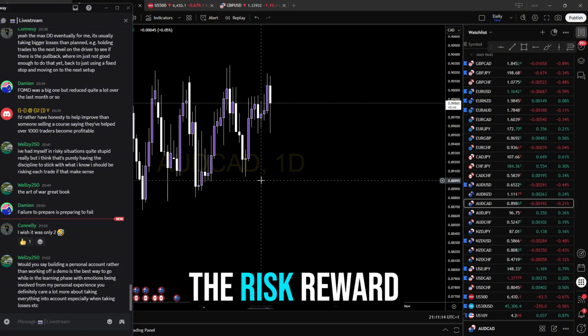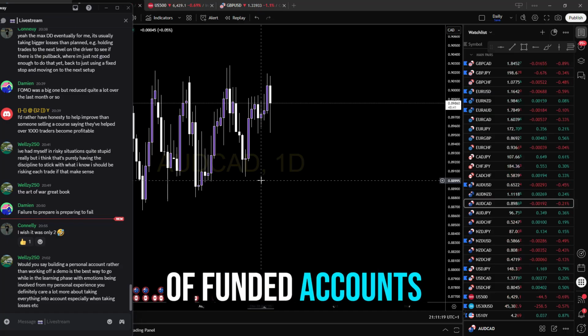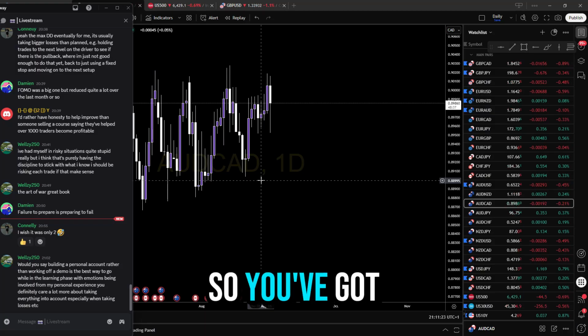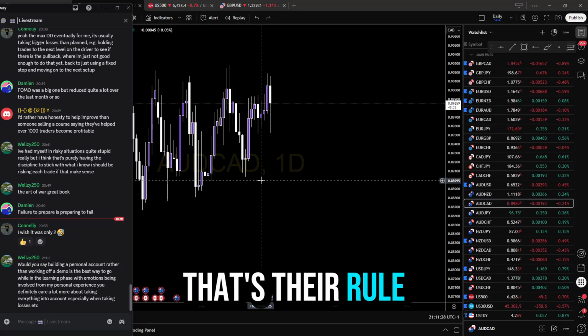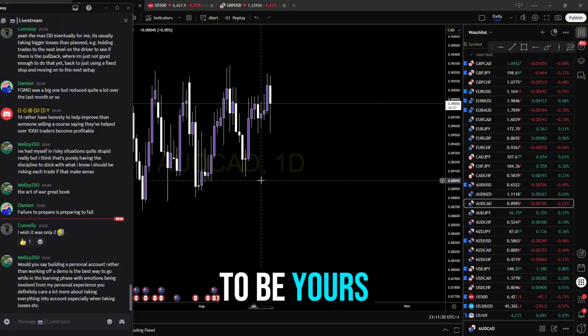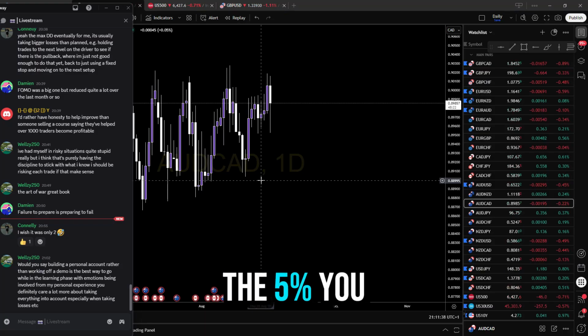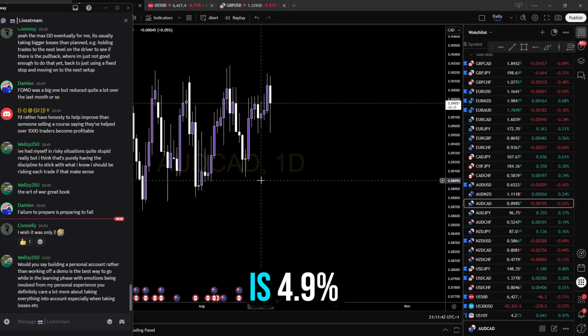So the risk management part of funded accounts is a big thing for me. You've got 5% max drawdown for the day. That's their rule. It doesn't have to be yours, and it should not be yours. Obviously, if you get near the 5%, you breach it, but it doesn't mean that your max drawdown for the day is 4.9%, which is what I genuinely see a lot of.